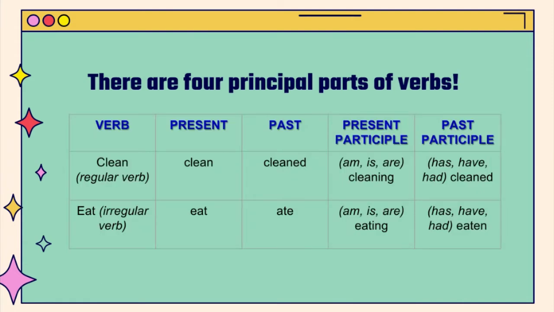A verb tense shows the time of the action or state of being that is being described. To use the tenses of a verb correctly, you must know the principal parts of the verb. There are four principal parts of verbs: the present, past, present participle, and past participle. Remember also that we have regular verbs, those that can be added with ing or ed, while irregular verbs are those that have changes in spelling.